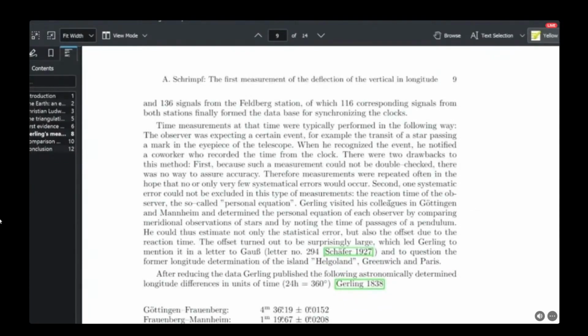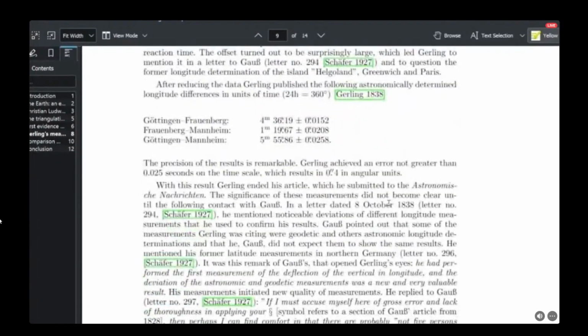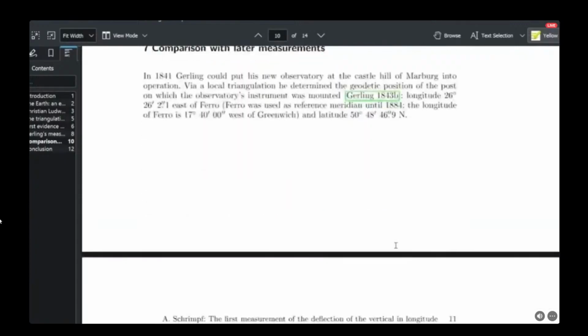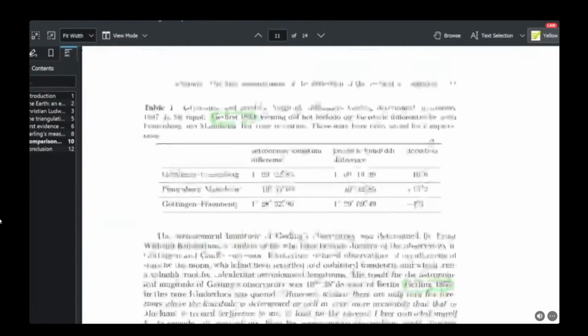See, the precision of the results is remarkable. An error not greater than 0.025 seconds on the time scale. So by looking at the astronomical correlation, he was able to fix it. And it correlated with later measurements, of course, via the longitude and latitude corrections.